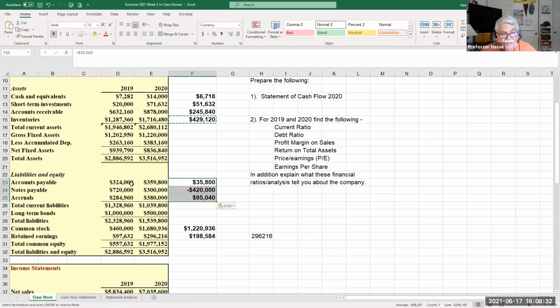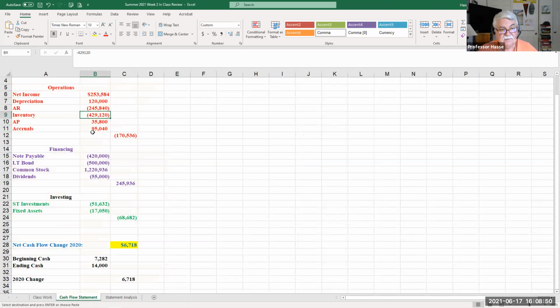Accounts payable increased by $35,800. We owe more money. But because we owe more money, that means we have yet to pay it out in cash. So we basically save cash by owing that money. Now, eventually we're going to have to pay that back, but at the end of December, it's considered positive cash flow.